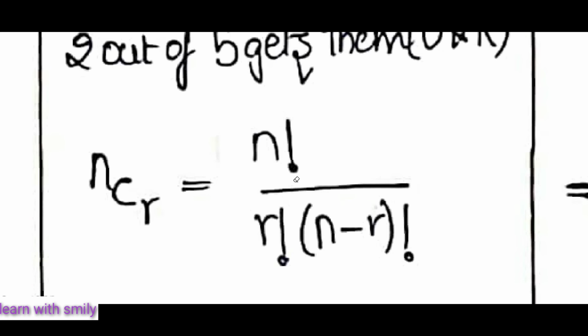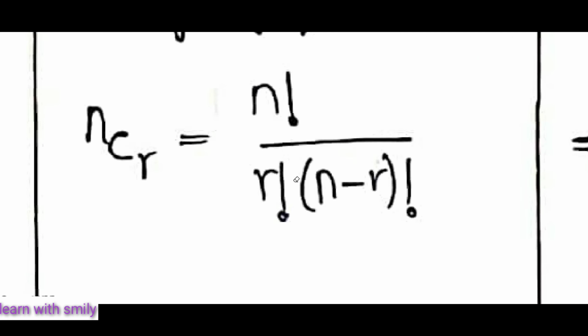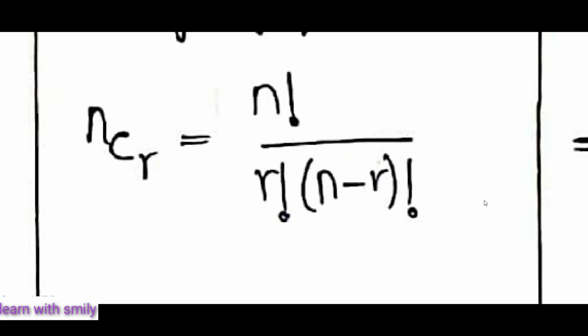So the combination formula is NCR equals n factorial by r factorial into n minus r factorial. Suppose I take an example: selecting 3 books out of 10 books. Then n is 10, and we are selecting only 3 books, so r is 3. Now the formula we use is 10 factorial by 3 factorial into 7 factorial, because 10 minus 3 is 7. So we have to solve and get the number of ways.